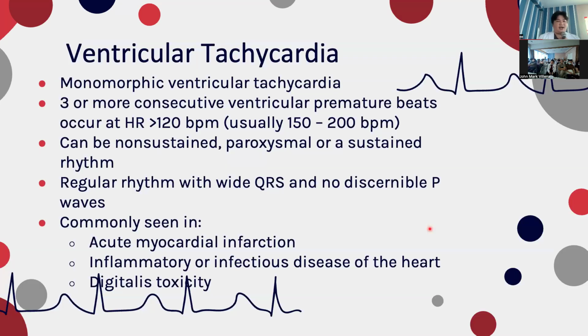Ventricular tachycardia. So, monomorphic ventricular tachycardia: three or more consecutive ventricular premature beats occur at a heart rate of more than 120 beats per minute, usually 150 to 200 beats per minute. It can be non-sustained, paroxysmal, or sustained rhythm. Regular rhythm with wide QRS and no discernible T waves. It's commonly seen in acute myocardial infarction, inflammatory or infectious disease of the heart, and digitalis toxicity.